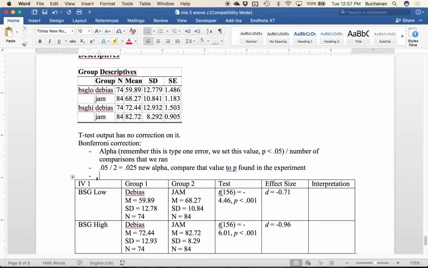Okay. So here, my interpretation is that P is less than 0.025, so I would say this one is significant. Because P is less than 0.025, I'll just write that. Because P found is less than alpha, our new alpha. Okay. Same thing here.